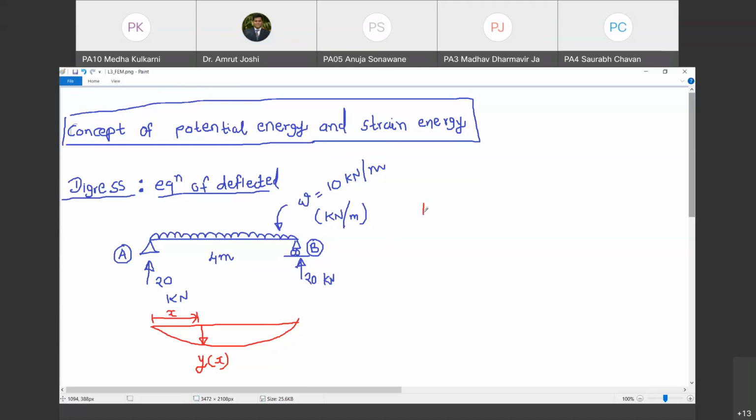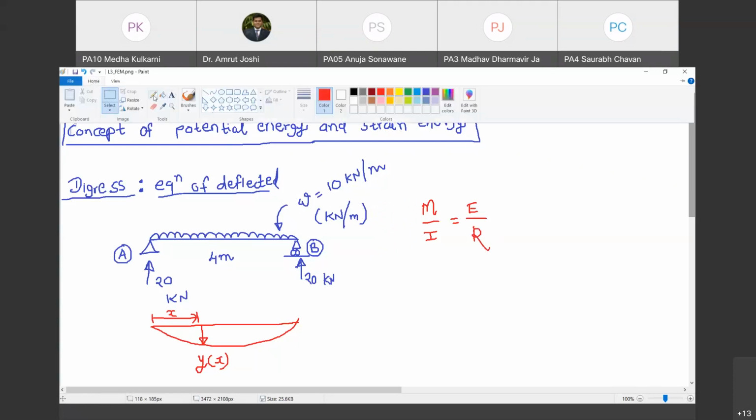So the bending moment of it, no? WL square by 8. Bending formula, okay: sigma by y is equal to M by I, is equal to E by R. Do you agree with me? Yes, sir. So in this we are going to consider only the last two terms. Why? Soon you will understand that.